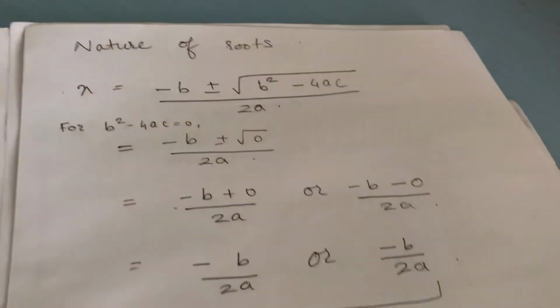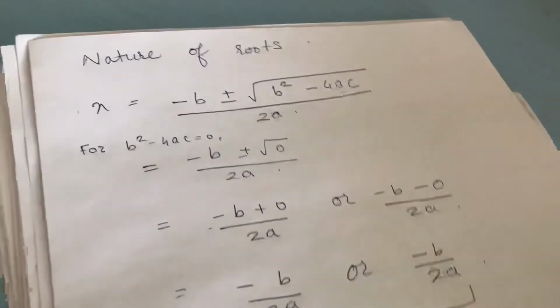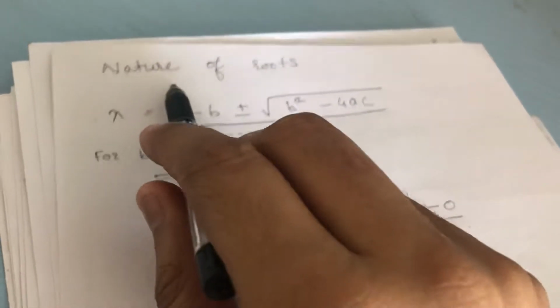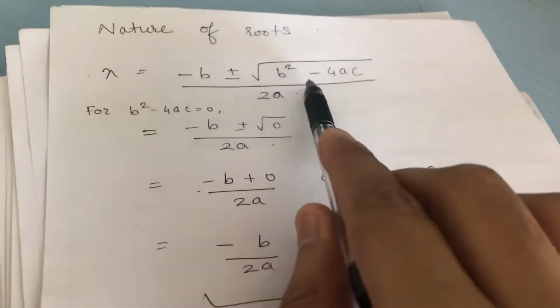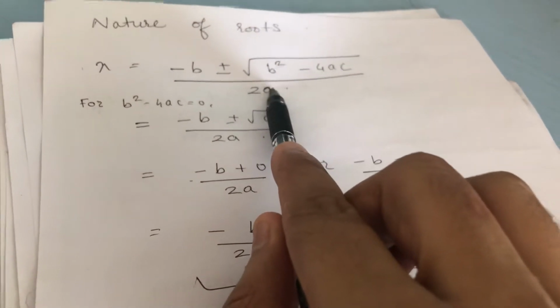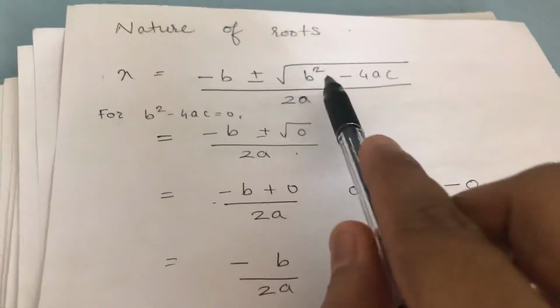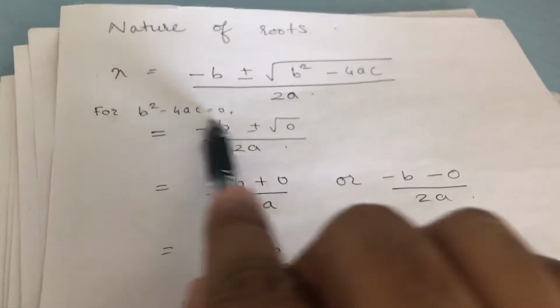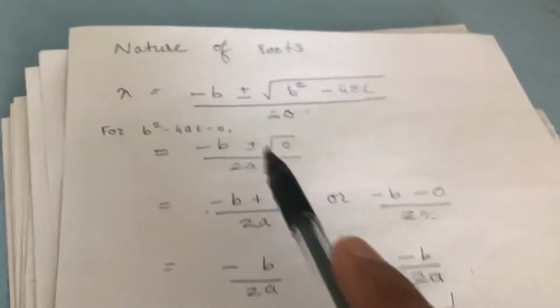Hello friends, today we will be seeing nature of roots. Now we already know that x is equal to minus b plus or minus root b square minus 4ac upon 2a. Okay. Now for example, if b square minus 4ac becomes 0, so what will happen?